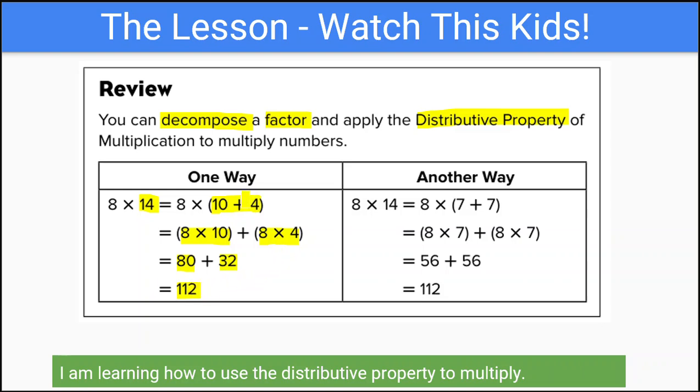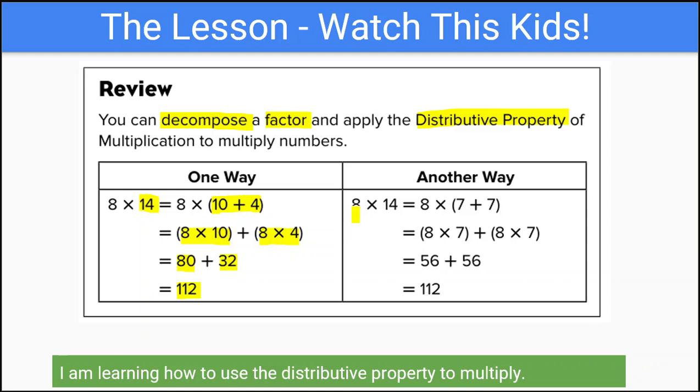Now, the funny thing is it doesn't matter how you break up this number. You could have broken up the first number instead of the second number. It doesn't make any difference. No matter how you break up this 14, it'll still come out to 112. And that's what they're showing you in the second problem here.